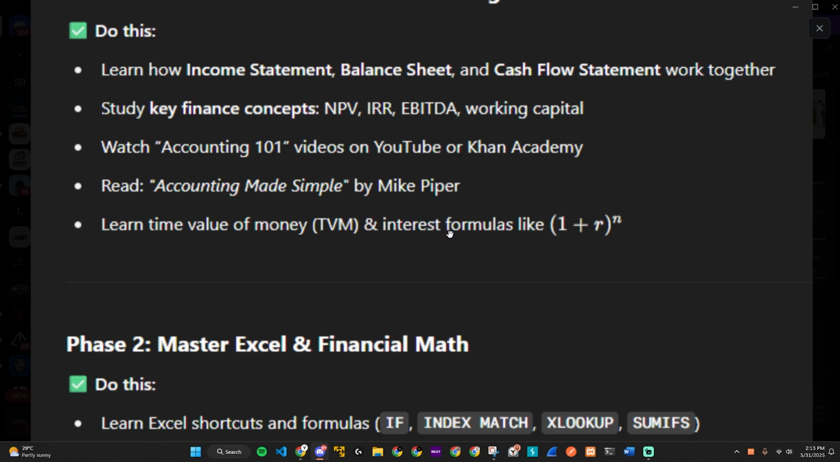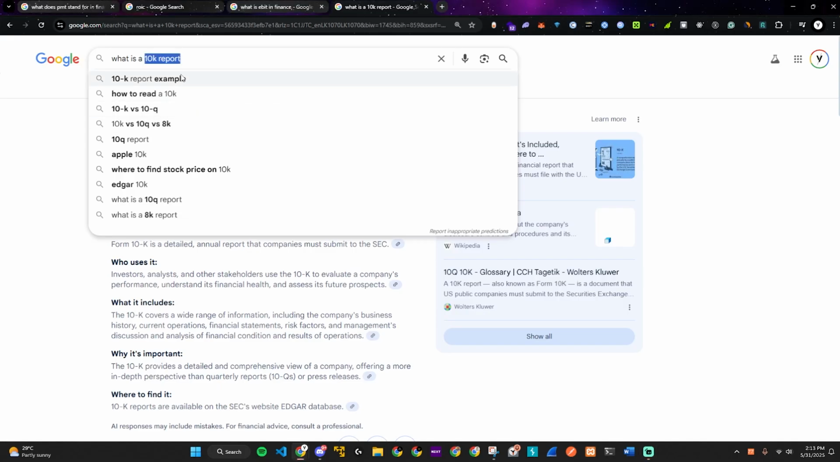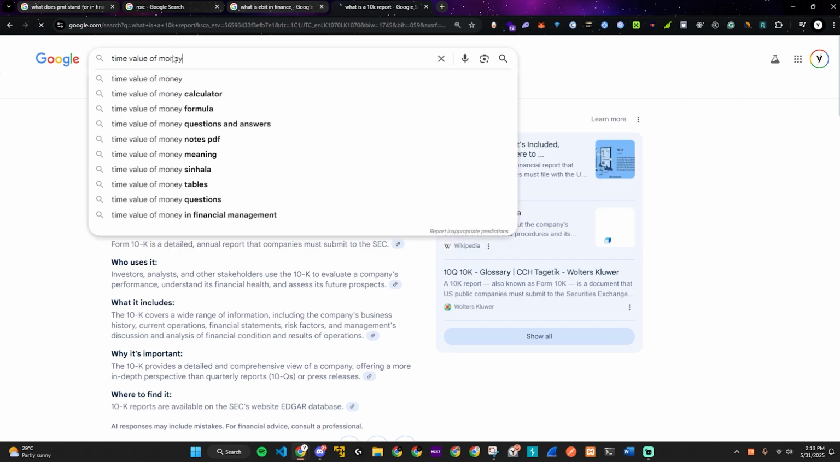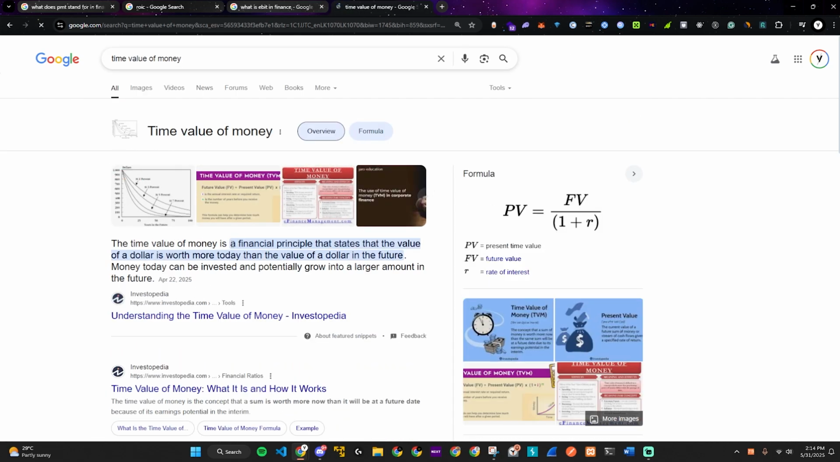Okay. So once again, 1 plus R times N, time value of money. So time value of money is time value of money. This formula, a financial principle that states that the value of a dollar is worth more today than the value of a dollar in the future, right? So that's a present value equation, right?